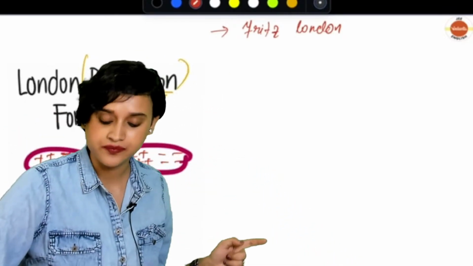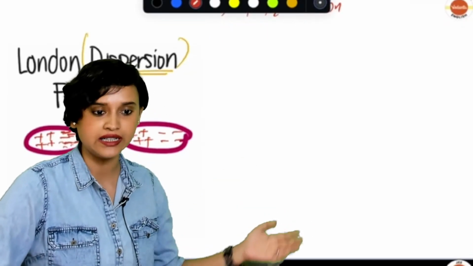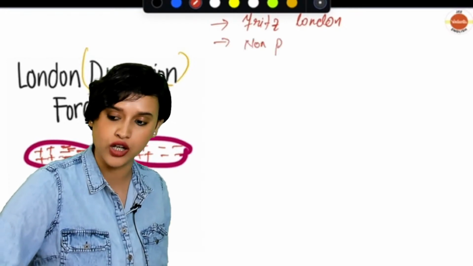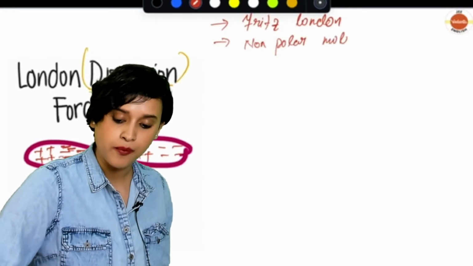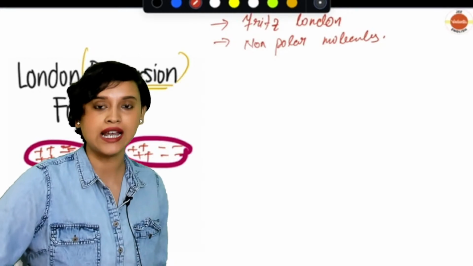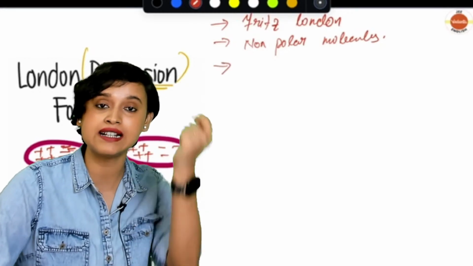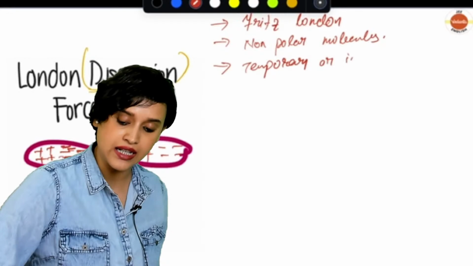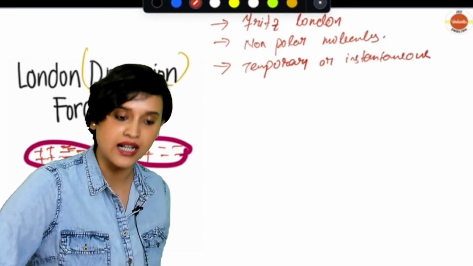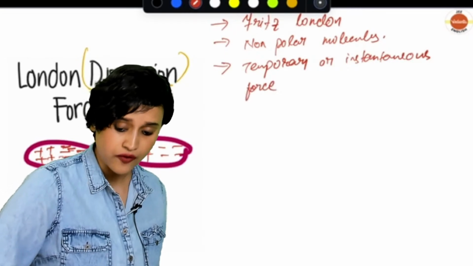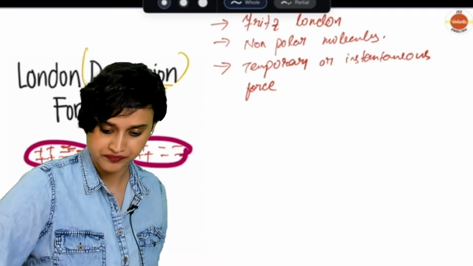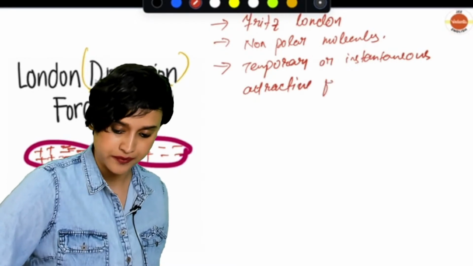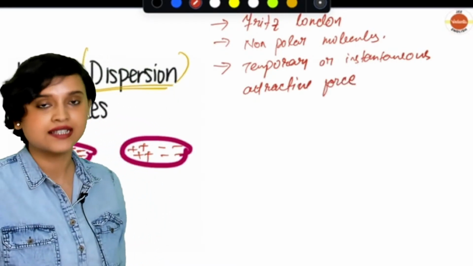So it was given by Fritz London. This is called dispersion force. I have told you that also, right? And I recently told you that it is shown by non-polar molecules. It is a temporary or instantaneous attractive force. Instantaneous attractive force, and that is called the London force.